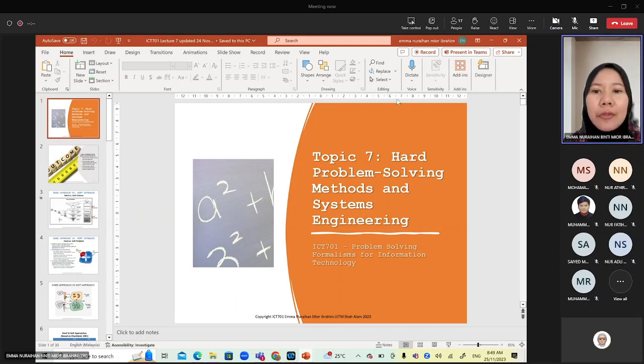Alright, so for topic 7, this is about hard problem. Today we're going to differentiate between soft problem and hard problem. I'm not sure if before you came to this program, you have heard about hard versus soft, hard economy versus soft economy. As I say, I always take the example of the Korean industry, the Korean economy.